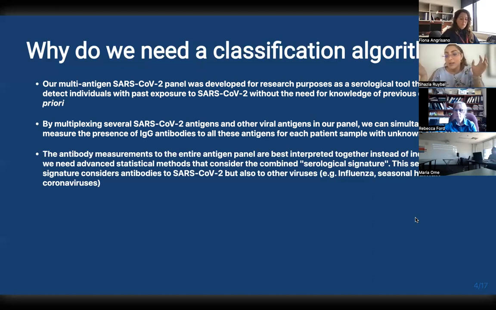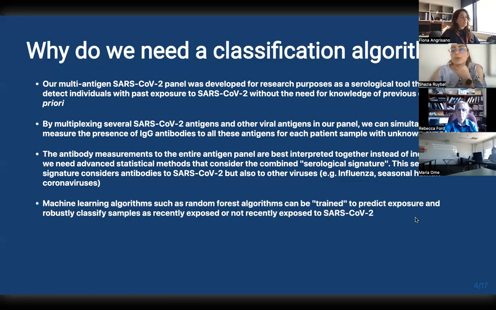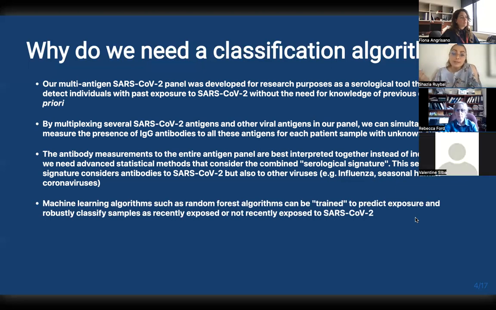And because our antigen panel includes both SARS-CoV-2 and also other viral antigens, we get this whole, holistic serological signature that considers presence or absence of antibodies to all of these different antigens. So machine learning algorithms, such as random forest algorithms, can be trained to predict exposure and to robustly classify samples as recently exposed or not recently exposed to SARS-CoV-2.